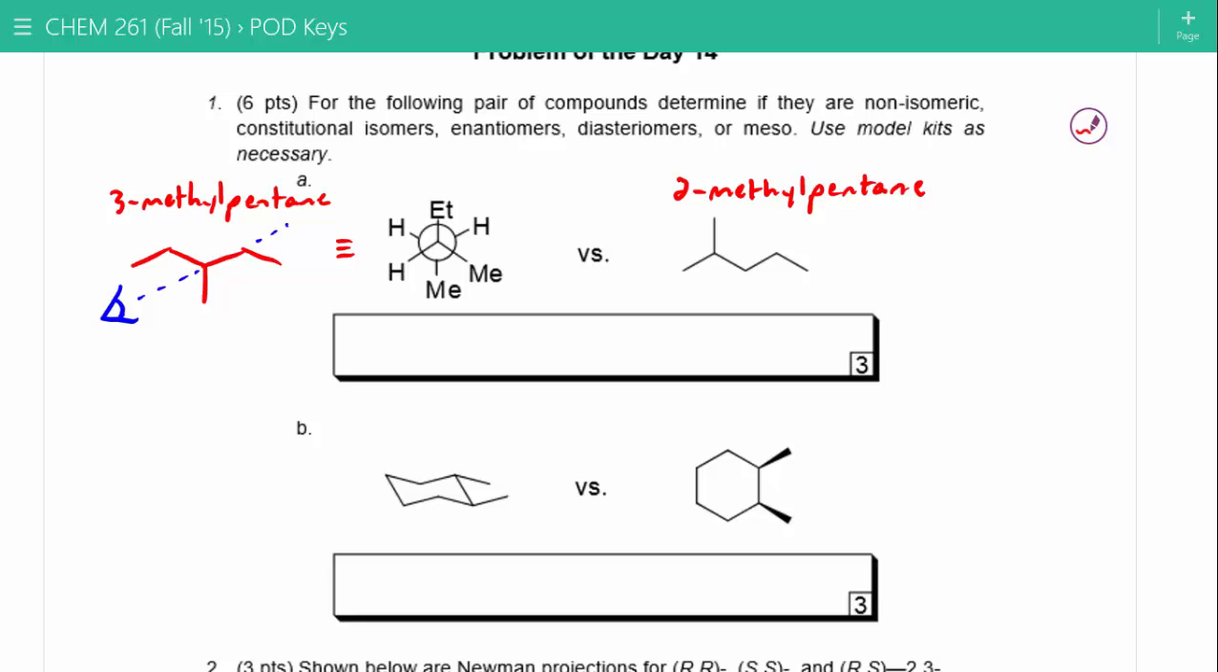They both have the same molecular formula, but in one, the methyl group's attached in a different position. What do we call it when we've got two molecules with the exact same molecular formula that are connected differently? Yeah, constitutional isomers.